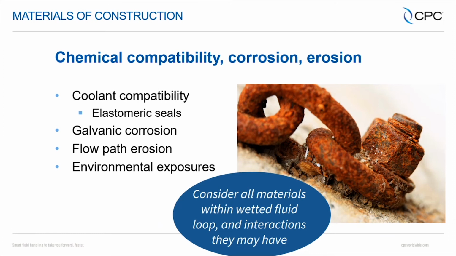Galvanic corrosion is certainly a key consideration when there are dissimilar metals that are in contact with a conductive fluid. Metals such as, for example, aluminum and copper that are on the opposite end of the electric potential scale might have a tendency to create sort of a battery in the system. Flow path erosion can be a consideration when there's extremely high fluid velocities going through small orifices, and certainly environmental exposures are all things to consider when specifying.